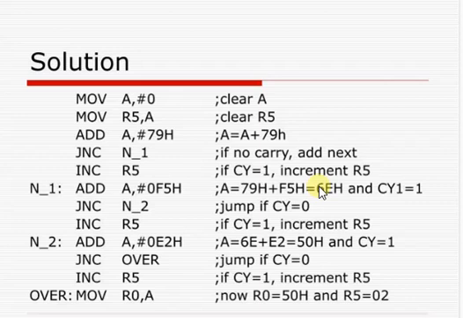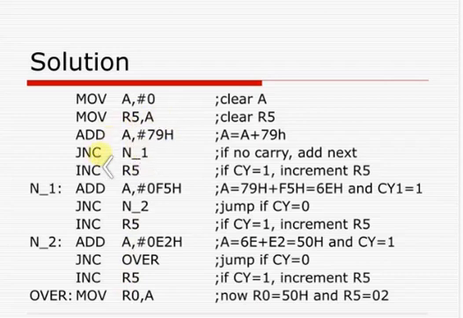MOV A, #0, MOV R5, A. ADD A, #79H, that is A plus 79H. A is initially 0. JNC N1, ADD A, #0F5H. Then JNC N2, ADD A, #0E2H. Then finally the result will be stored in A. The lower order is stored in A.